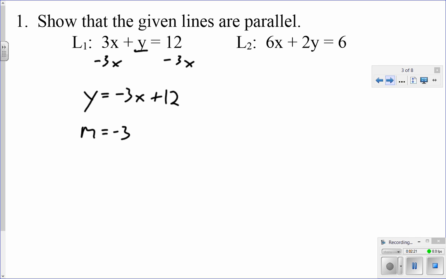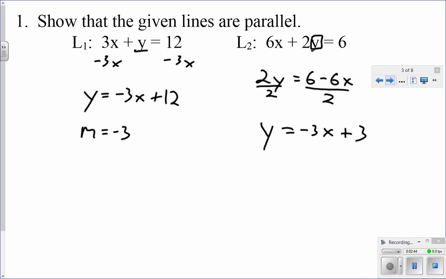On L2, again, I need to isolate this y. So first thing I'm going to do is peel away 6x. So I get 2y is equal to 6 minus 6x, and divide by 2. I get y equals, reverse the order here, -3x plus 3. So again, all I'm concerned with is the slope here. m is equal to -3. These are the same, so therefore L1 is parallel to L2.